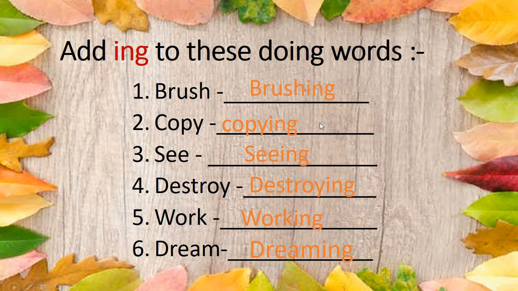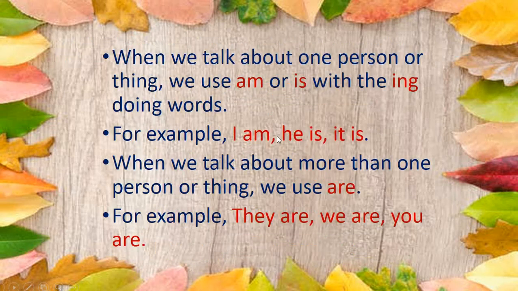Now I hope you all have understood how to add ing to the doing words to show that it is happening now. Okay, children? Yes. Now see here. See, there is an explanation. When we talk about one person or thing, we use am or is with the ing doing words. Okay?